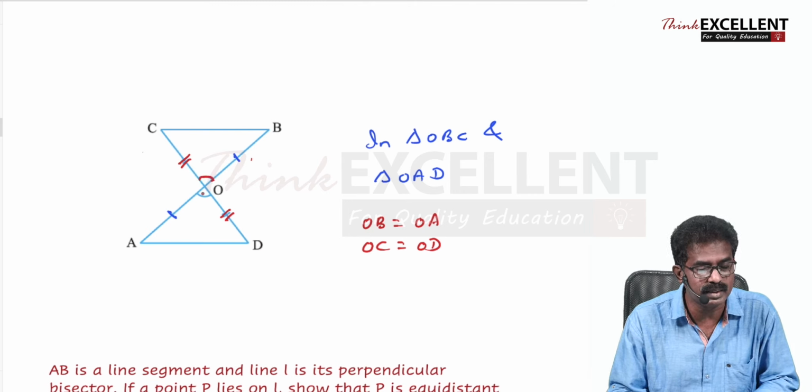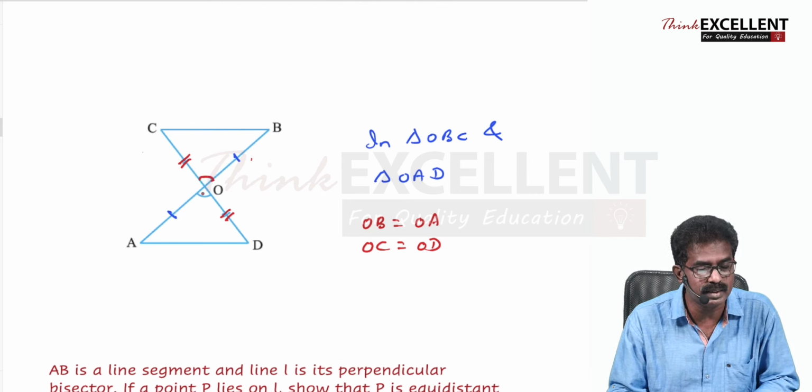Vertically opposite angles, right? Angle BOC equal to angle AOD. So two sides and the included angle. So you can apply the axiom, right? What we studied. So what's the axiom we studied? SAS, right? So using that SAS congruence rule, you can say that two triangles are what? Congruent. Which triangles? Triangle OBC is congruent to triangle OAD.